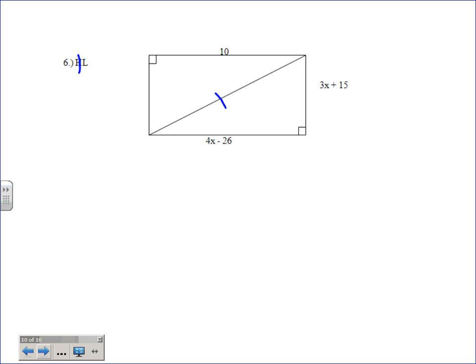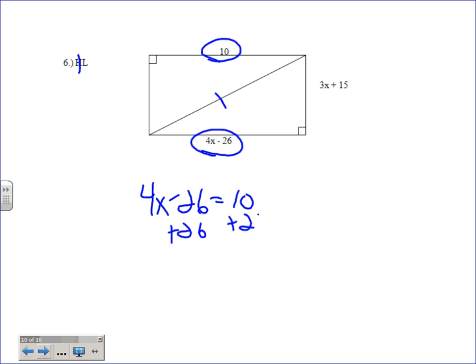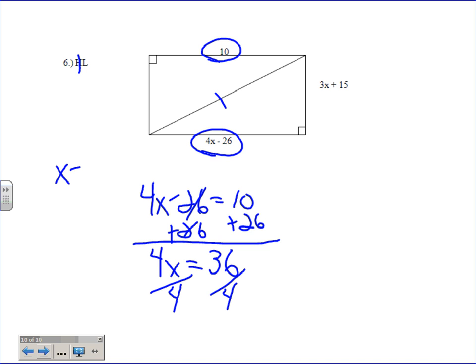This should prove it to you that it's not always 6. What has to equal what? That's a leg. That's a leg. It has to be the same. And divide by 4, of course. And there you go. If x is 9, those two triangles are congruent.